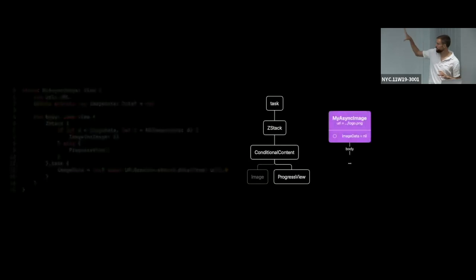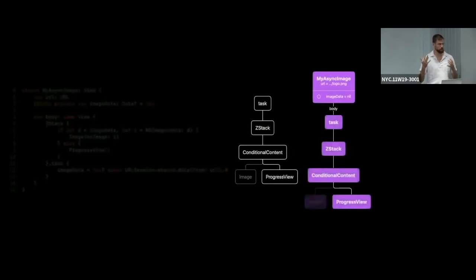Okay, so now we have constructed this view tree, and we can take it and turn it into a render tree. And what SwiftUI will do, it will actually just one-to-one copy this and add these nodes. So you can see here, there's a task node, and a Z stack, and a Z stack, and a conditional content, and a conditional content, and a progress view, and a progress view. So this is a one-to-one copy. There's a little bit more that's going on. So we can get rid of that view tree.